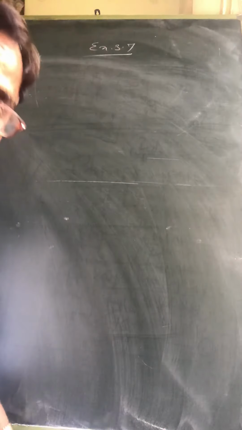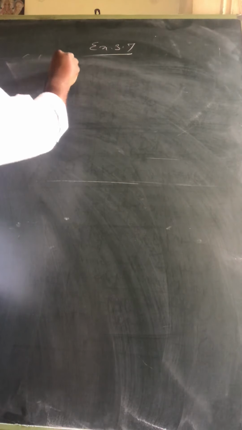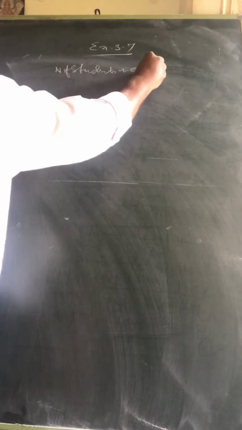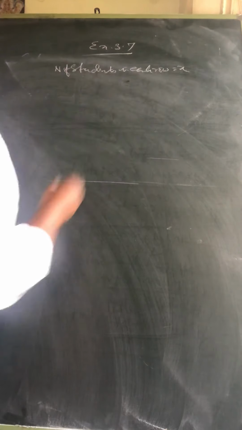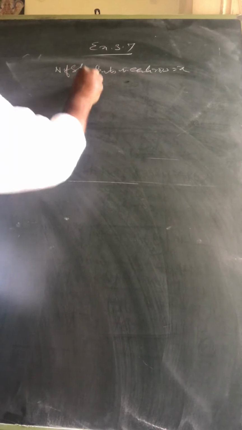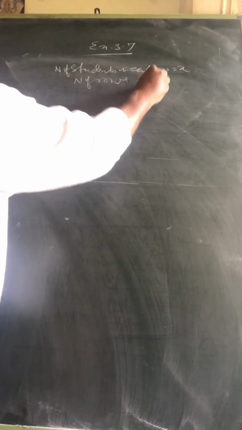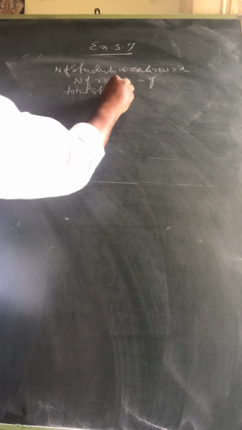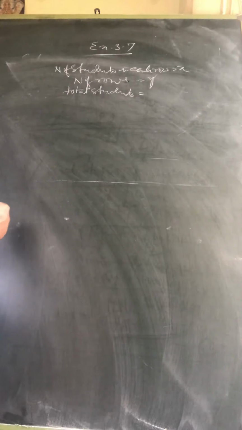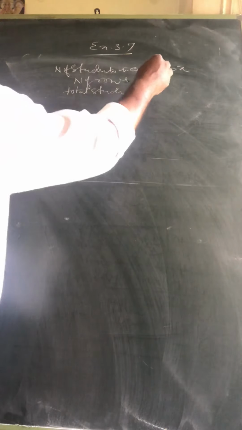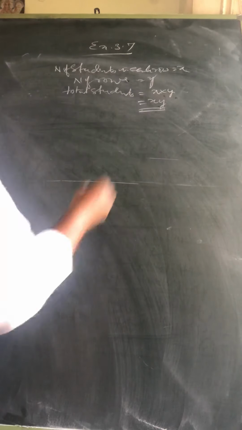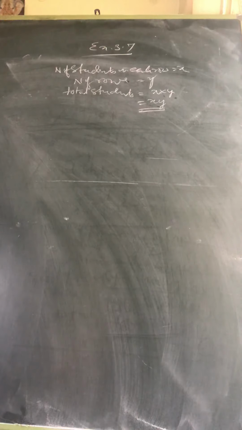So we have to denote that number of students in each row as x, and the number of rows you can take as y. Now you can find the total students is equal to number of students into number of rows, that is x into y, which is xy. This is the total number of students we got.